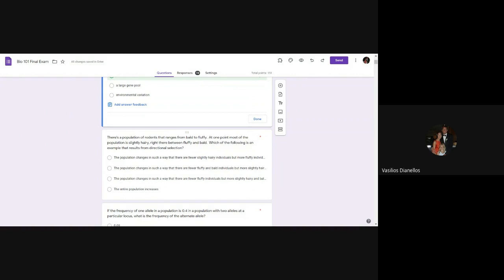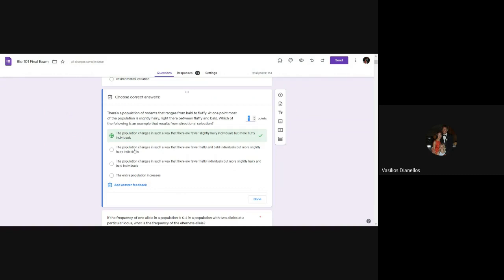And in this case, bald is an extreme phenotype, and fluffy is an extreme phenotype. So if it's directional selection, it's going to one or the other, right? So let's look at the choices. The population changes in such a way that there are fewer slightly hairy individuals, so fewer in the middle. All right, so we're on the right track there, but more fluffy individuals. Yes, that would be directional selection. In that case, the direction would be to the right, the way I've described it, right? So we're going towards the extremely fluffy phenotype.